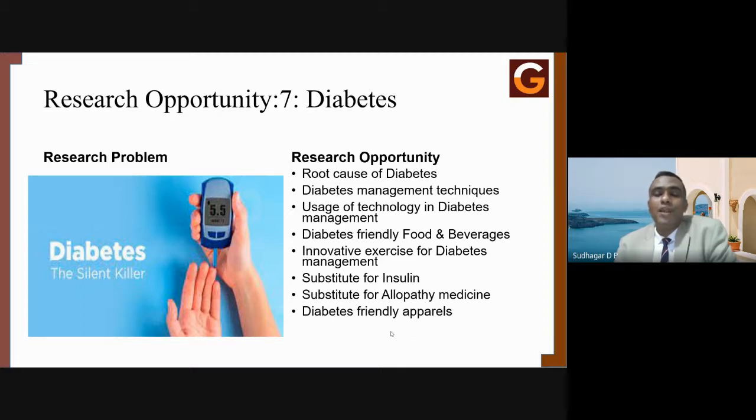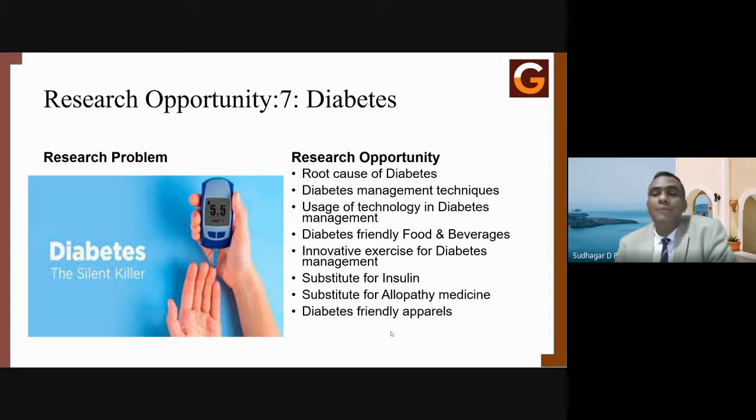Substitute for insulin. Apart from insulin, are there any other options which are available? Substitute for allopathy medicine. The allopathy medicine is considered to be most dangerous because apart from helping you to recover from diabetes, it also damages various other vital organs in your body. So is it possible for you to come out with any kind of substitute for allopathy medicine? This also could be considered as a research opportunity.